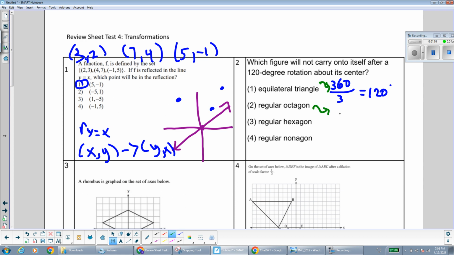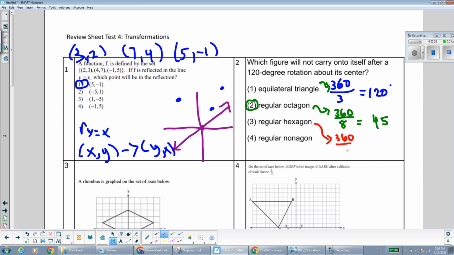For the octagon, that is an 8-sided figure. So if I do 360 divided by 8, the minimum rotation that will carry it onto itself is 45. So the question is, is 120 a multiple of 45? 2 45s is 90. 3 45s is 135. So no, this is the answer choice we're looking for. 120 is not a multiple of 45. But let's just check out the other ones.